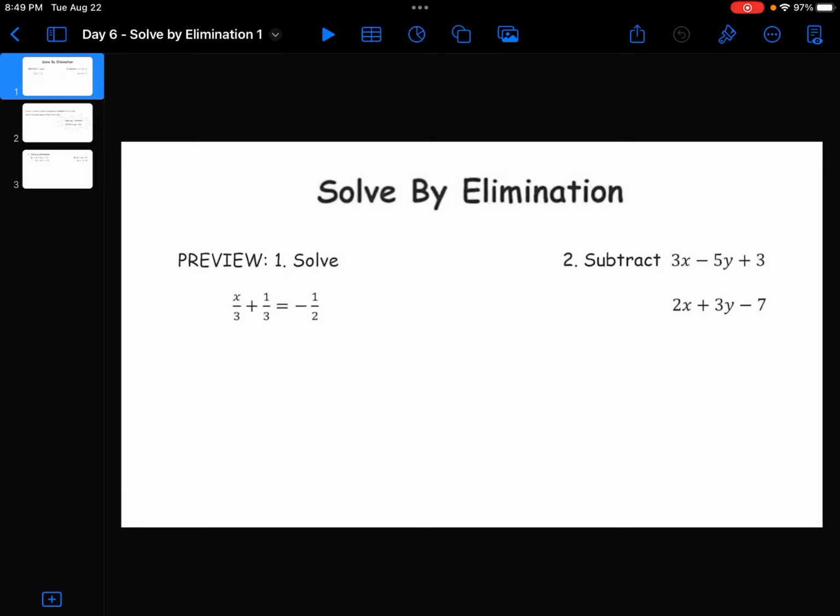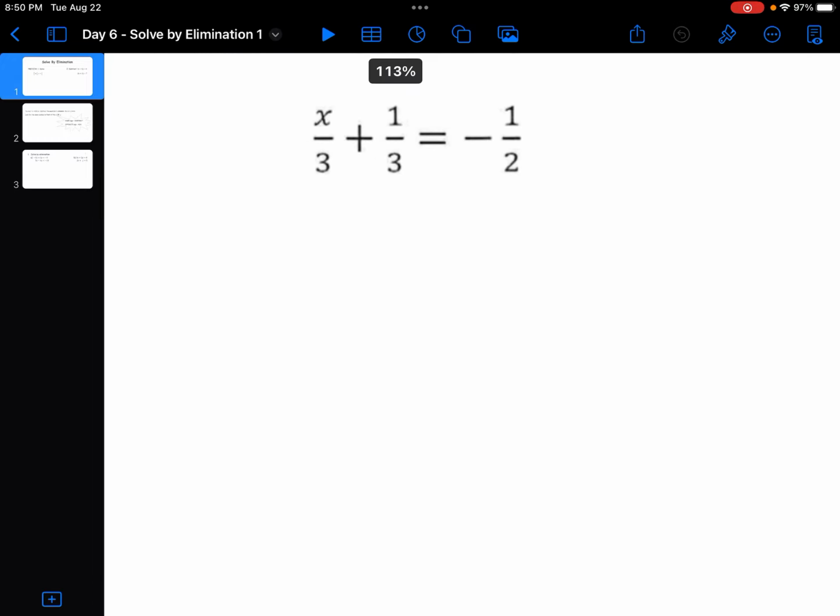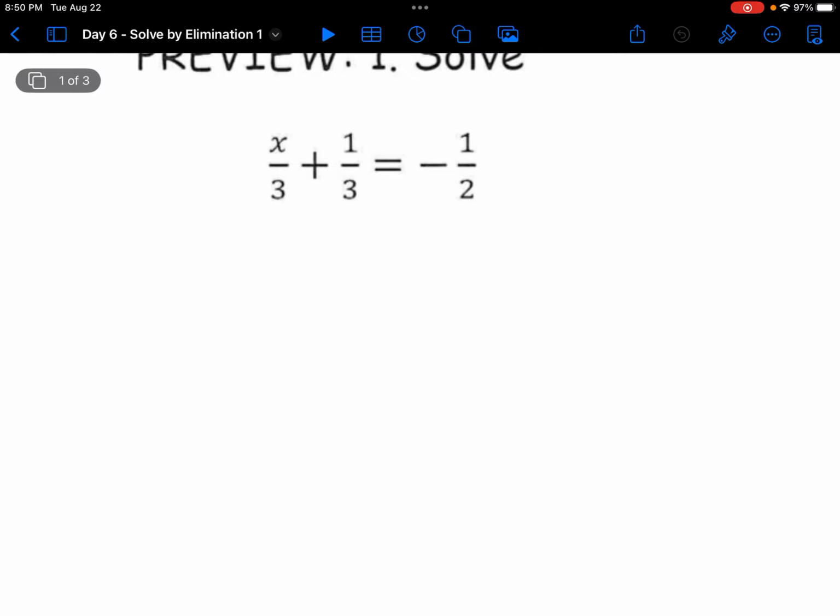Solving by elimination is similar to solving by substitution in that we are solving two equations, or a system of equations, with algebra rather than graphing. A couple of prerequisite skills are just being able to solve for a variable. So if we get something like this, there's a few different ways to go about it.